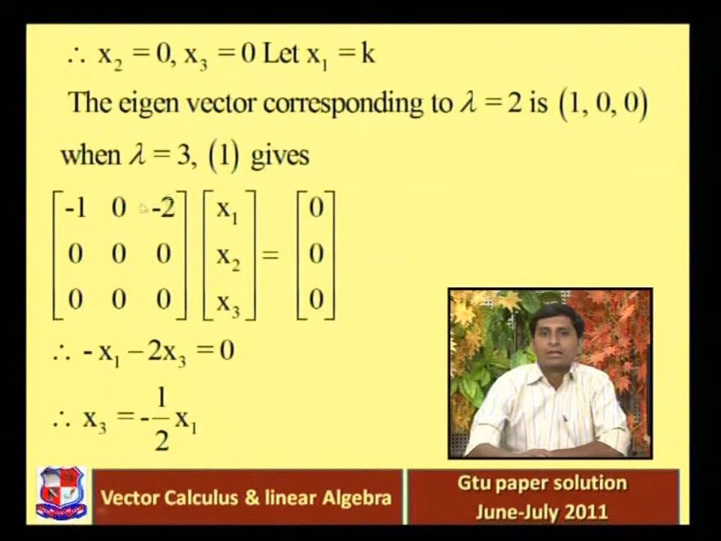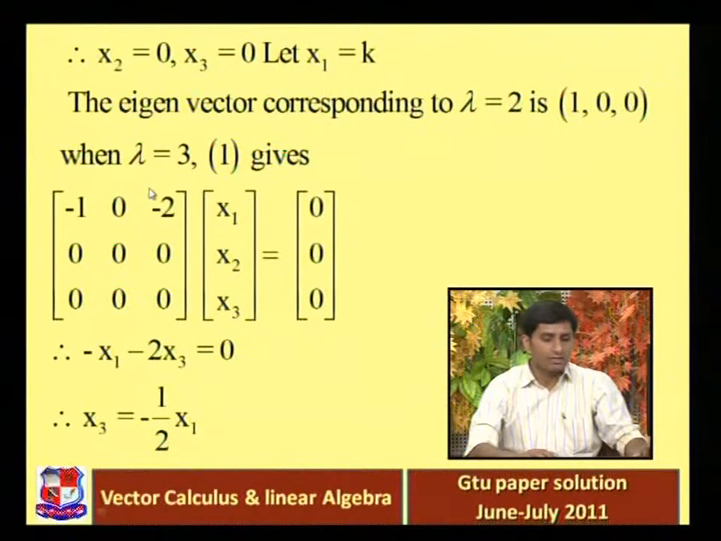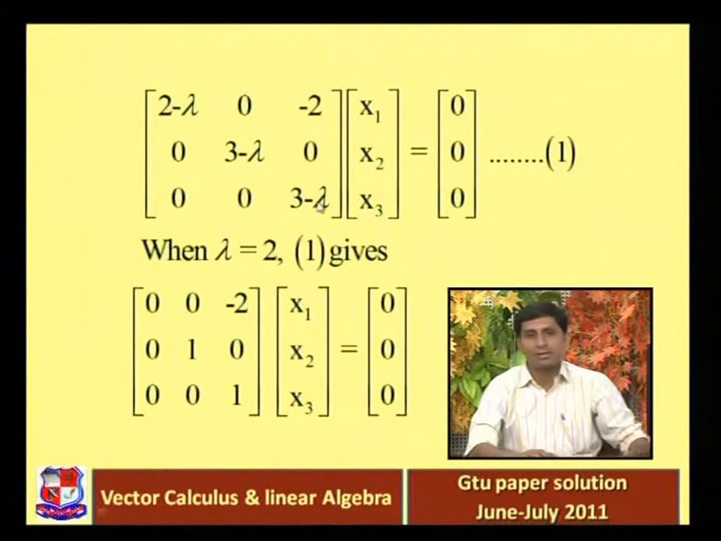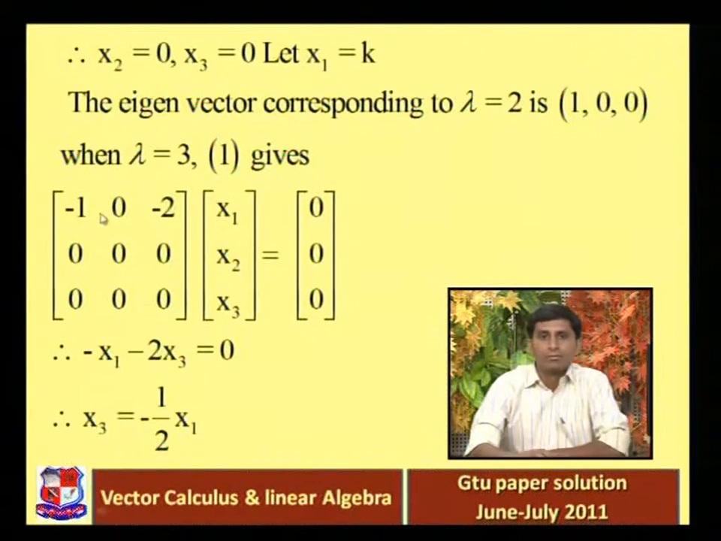So put lambda is equal to 3 in these equations. You will get minus 1 0 minus 2, right? This is 0 0 0 and this is also 0 0 0, so you will get only one equation, minus 1 0 minus 2. So minus x1 minus 2 x3 is equal to 0, right? x2 is a free variable. You can see x2 is a free variable.